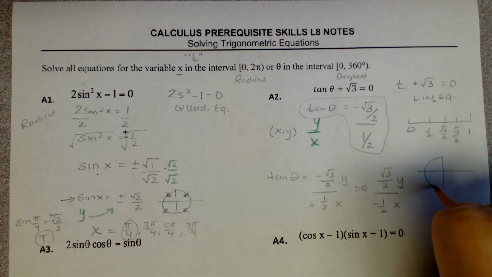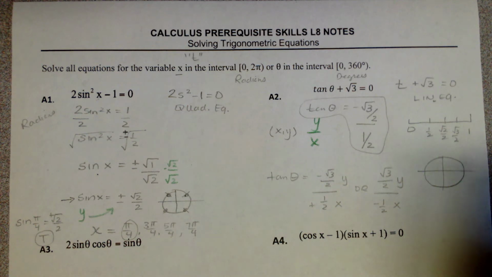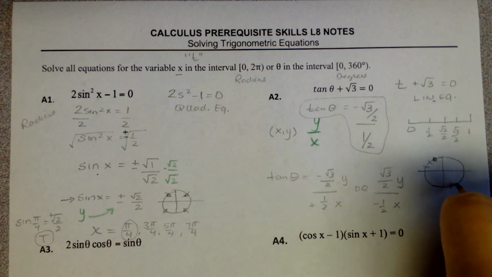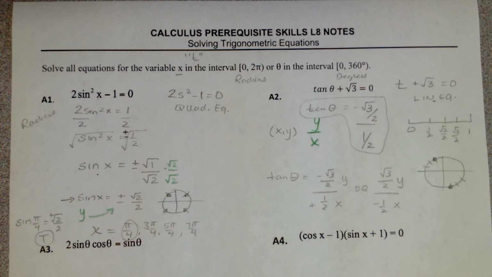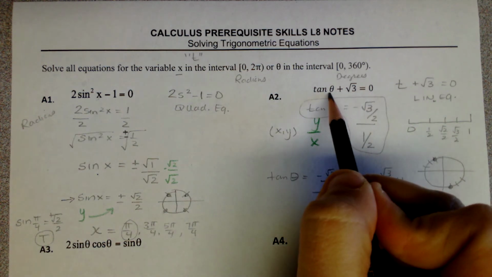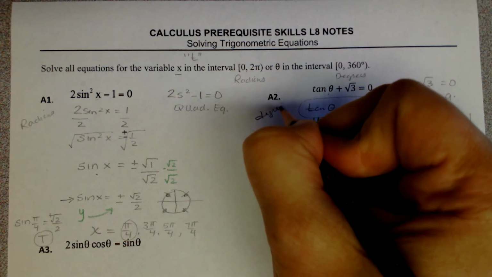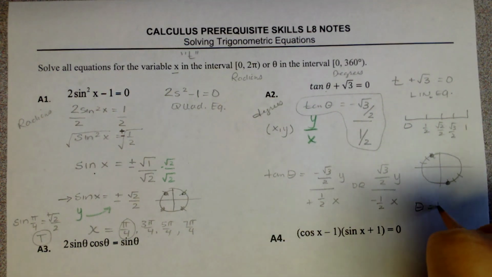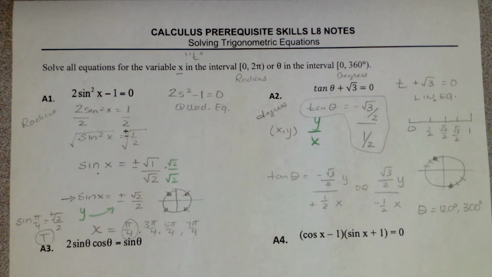On my unit circle, those two happen at either here or here. Now, if you recall from the directions, I'm dealing with a theta, so that means I want my answer in degrees. This location is 120 degrees. This location is 300 degrees. And I'm done. Compare and contrast. 4 answers here, only 2 answers here. That's okay.